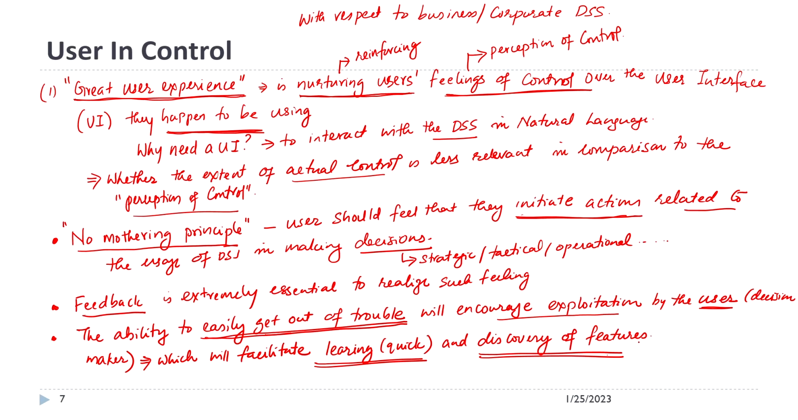So, the user in control principle of GUI design is to achieve a great user experience, which gives the user a perception that the user is in control. The user is the one who is initiating the decision process, and the system is there just to support the decision and facilitate the decision making process. So, that is the first major principle.